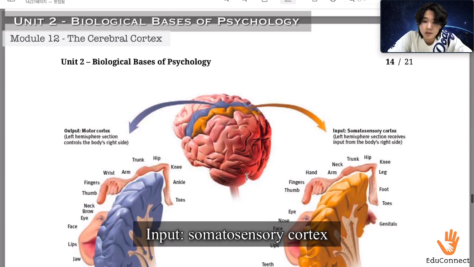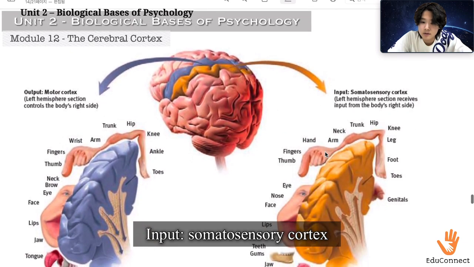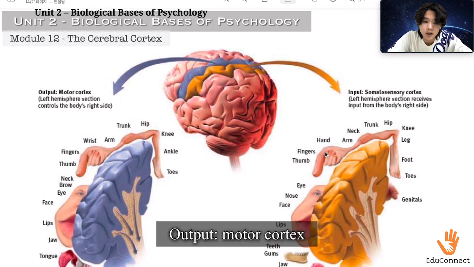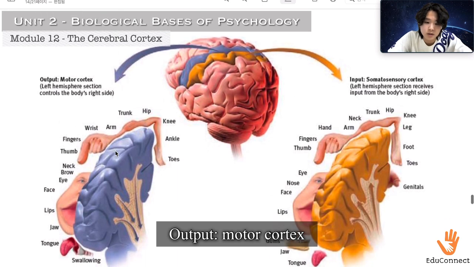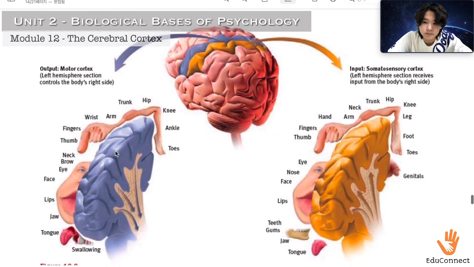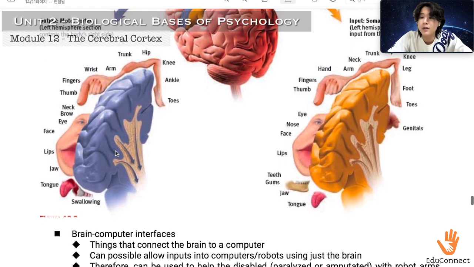Now, the input to the somatosensory cortex can be something like this. And the output, which is the motor cortex, can be something like that in the left hemisphere section, which controls the body's right side. So they have pretty similar and also pretty different functions, right? So the brain divides up the work, dividing and conquering. It also happens within our brains.